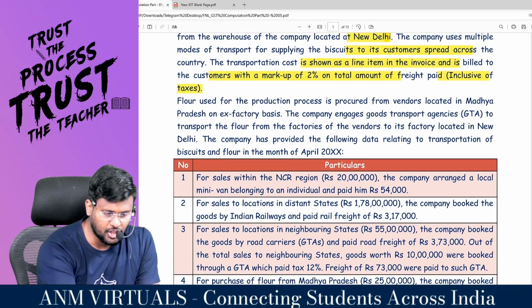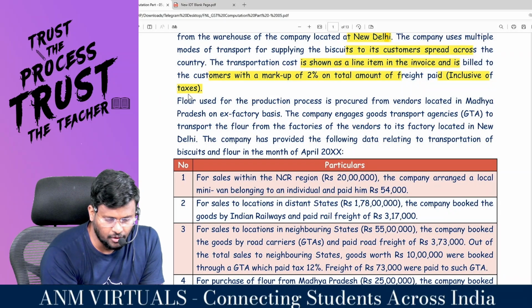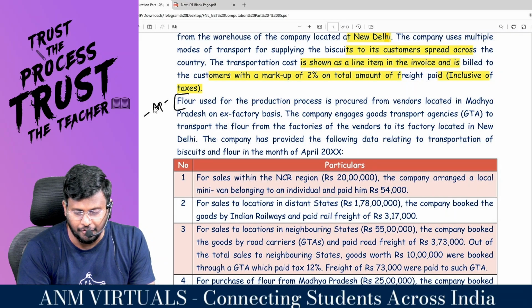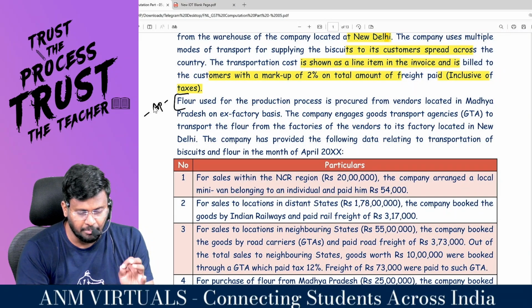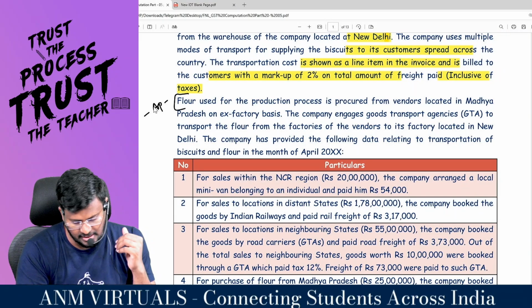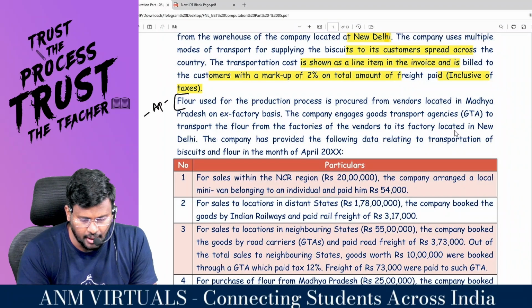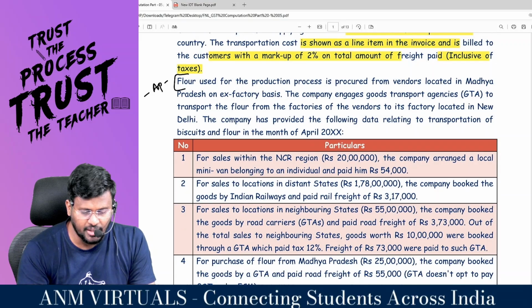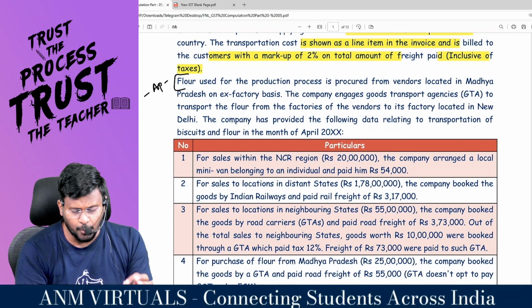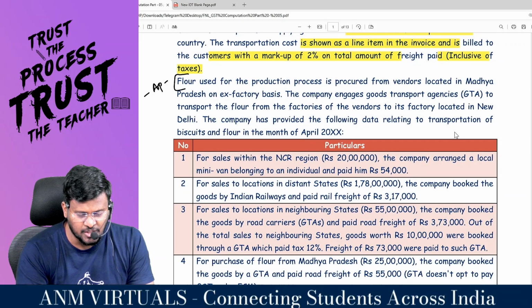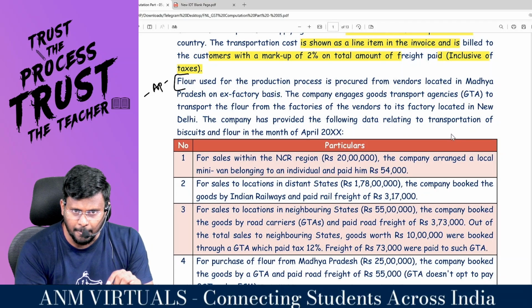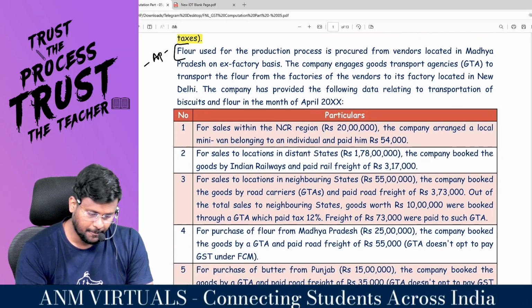Flour used for the production process. We all know that flour is an agricultural produce, exempted. Flour used for the production process is procured from vendors located in Madhya Pradesh on ex-factory basis. The company engaged a GTA to transport the flour from the factories of the vendors to its factory located in New Delhi. The company has provided the following data relating to transportation of biscuits and flour. Flour is a raw material, biscuit is a finished good, in the month of April.